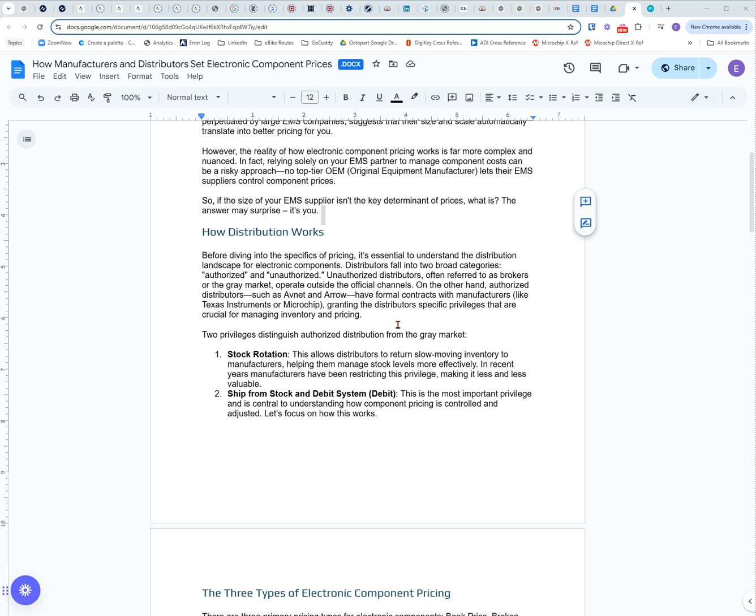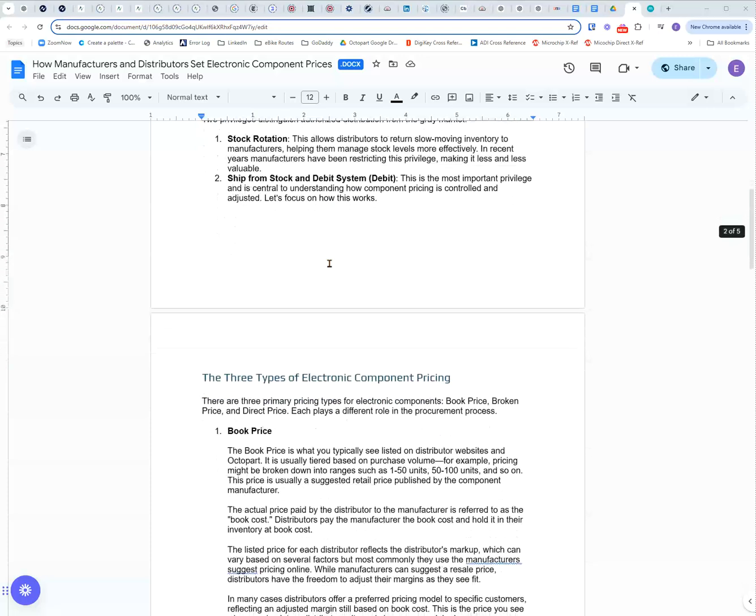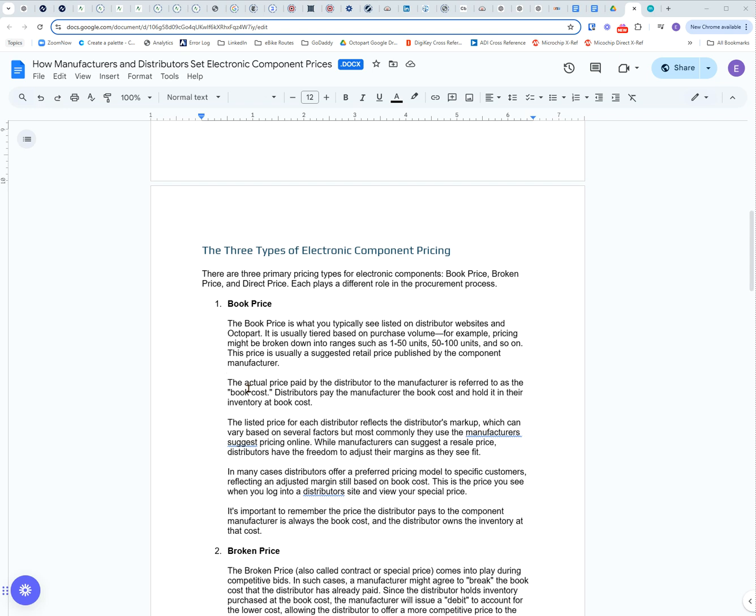The second and critical thing is the ship from stock and debit system, or the debit system. This is the most important privilege, and it's central to understanding how component pricing is controlled and adjusted. So let's focus on that. There are three broad types of electronic component prices, called book price, broken price, and direct price, and they each play a slightly different role. Let's take them in order.